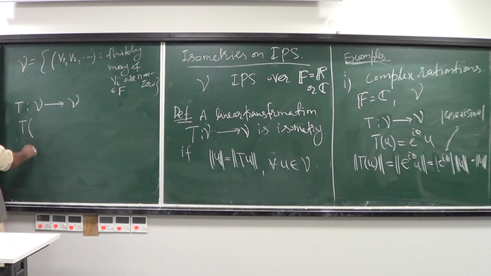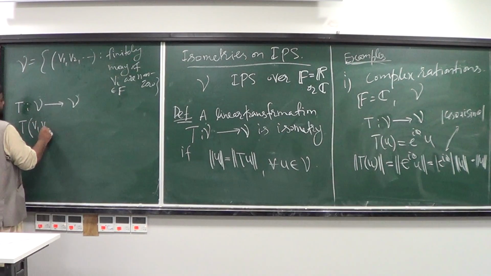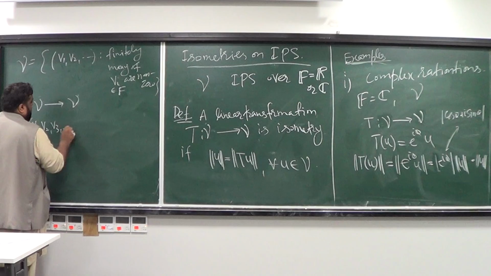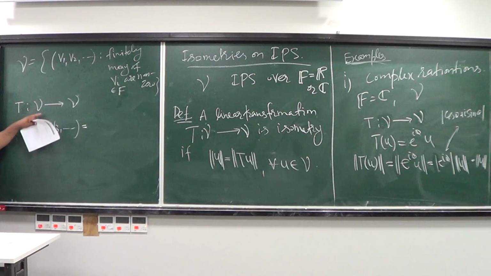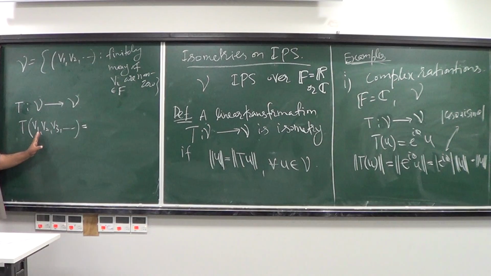It swallows, say, a vector v1, v2, v3, and so on and so forth, which is an element in V, calligraphic V, and then just shifts it. Okay, so this T is a kind of shift transformation. So it shifts the entire vector one point ahead.